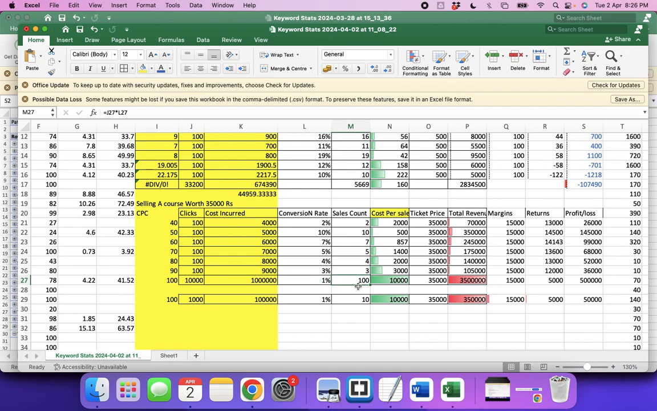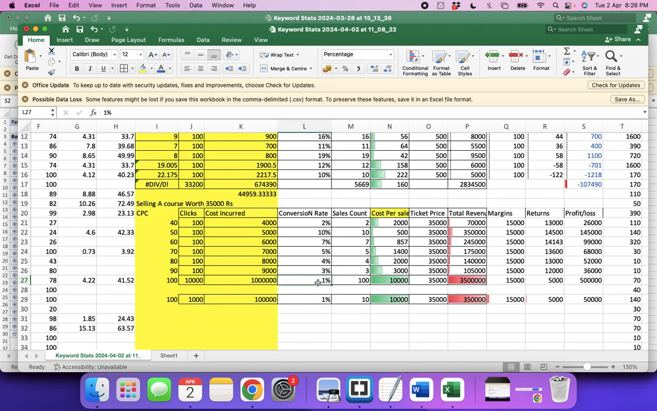At 1% conversion rate, he's making 100 sales. 100 sales into 15,000 rupees is how much it is? 15 lakhs. Out of 15 lakhs, the total cost per sale is 10,000 rupees. 10,000 into 100 is 10 lakhs, correct? 10 lakhs is the cost incurred. 10 lakhs is his marketing spend. And still he is making a profit of 5 lakhs. Do I understand this game? Are you all getting this, guys?